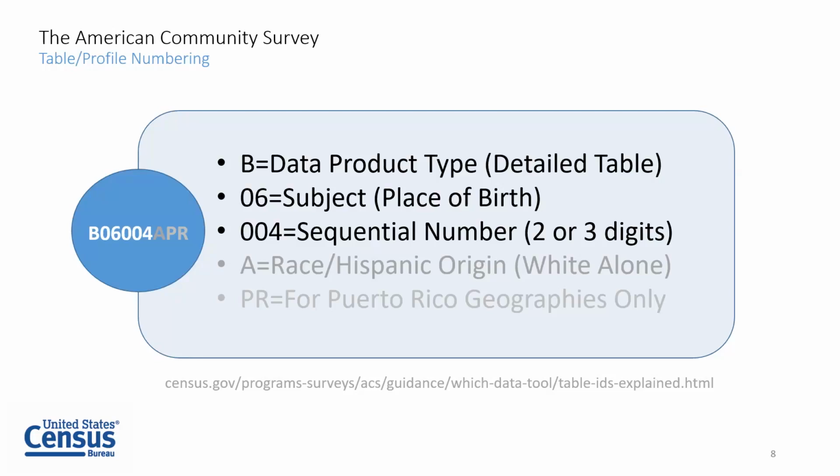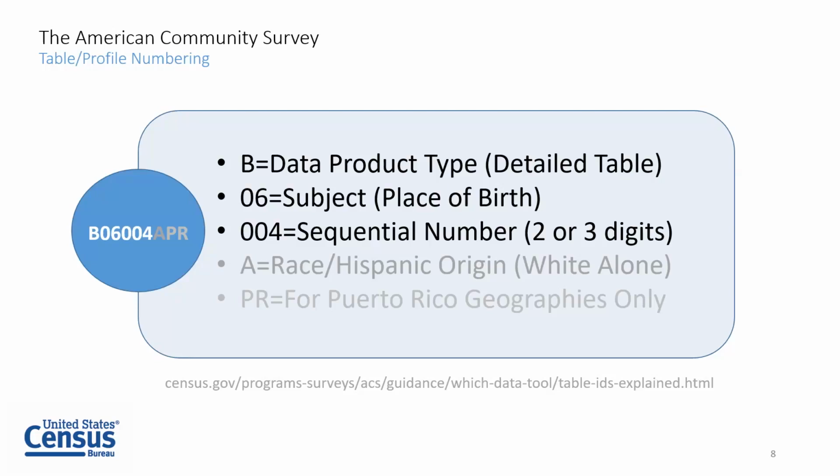So element 1 identifies the table type. In this example, the type of table is a base table, which is a type of detailed table. Element 2 identifies the subject. In this case, the subject of the table is place of birth. Element 3 is a sequential number or a set of 2 or 3 digits that uniquely identifies the table within a given subject.